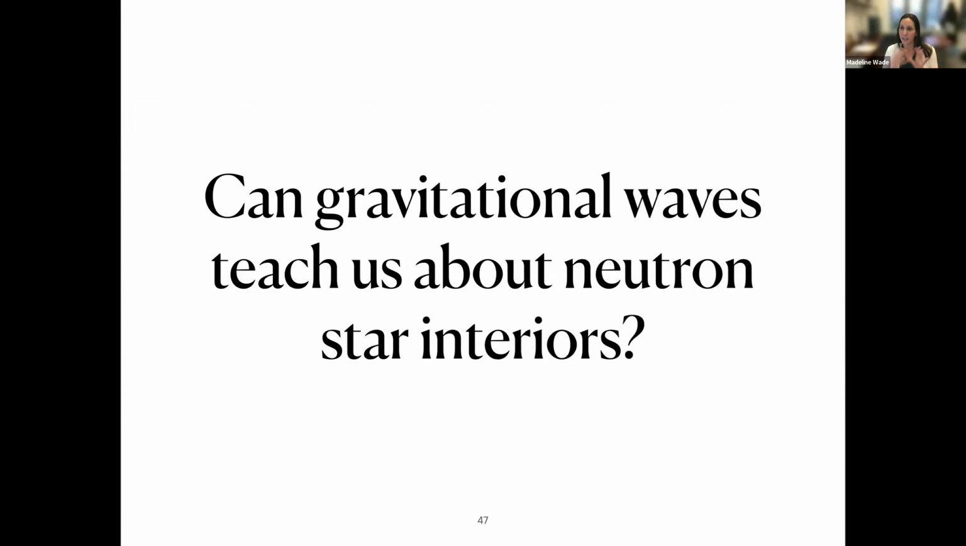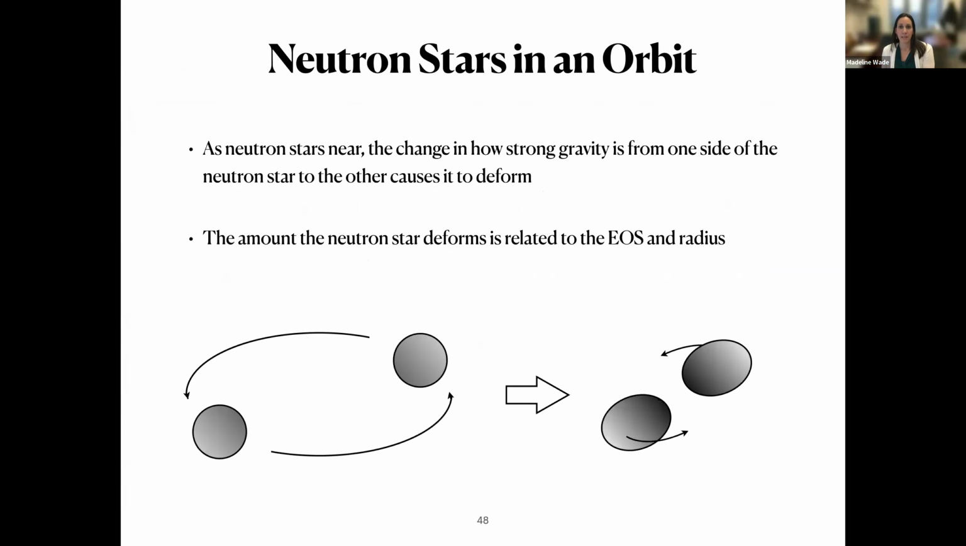So back to my main storyline here. Can gravitational waves teach us something about neutron star interiors, this thing that light from our radio telescopes, for example, can't? To see how you might be able to learn something about neutron stars from something like gravitational waves, we need to understand a little bit about what's going to happen to neutron stars as they orbit and merge.